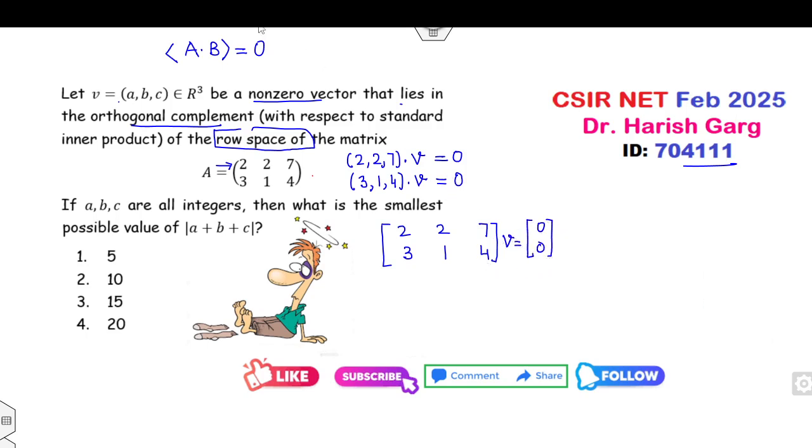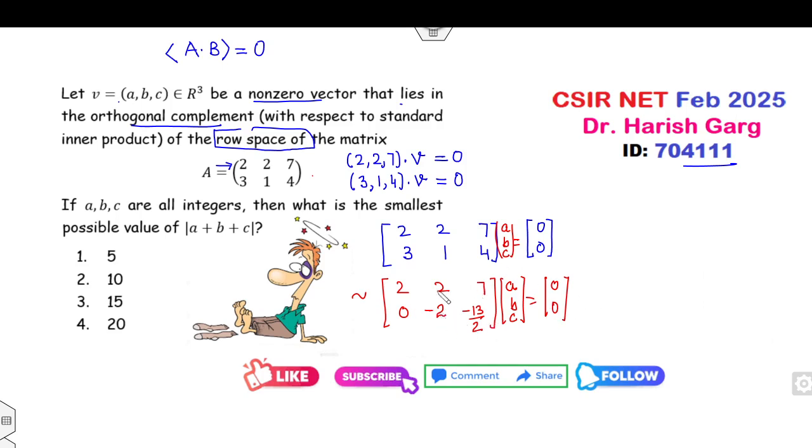Now your target is to find the value of V. V means a, b, c. Now I can convert into the row reduced echelon form. It is 2, 2, 7 times a, b, c, which is 0 and 0. So I can subtract them. It will be 2 minus 6 minus 2, 8 minus, it's minus 13 over 2. Fine, 0 minus 0 is 0.